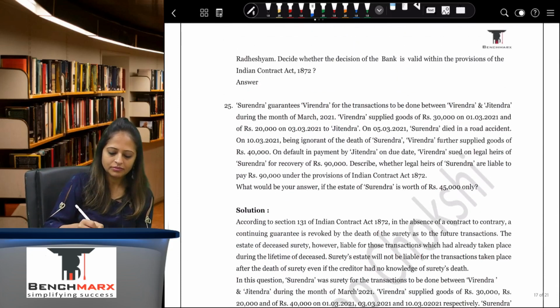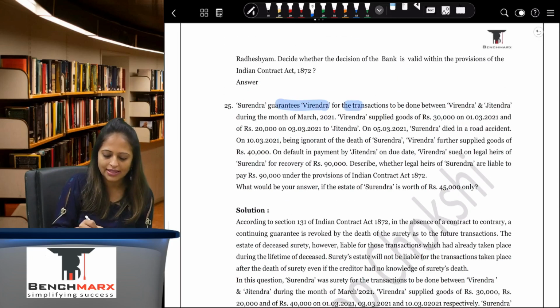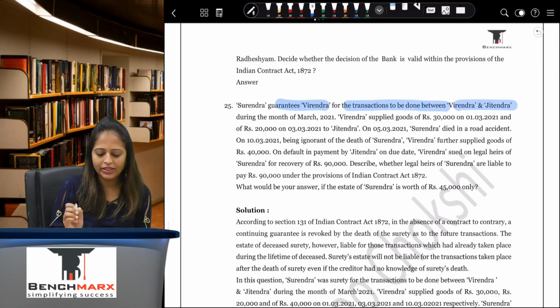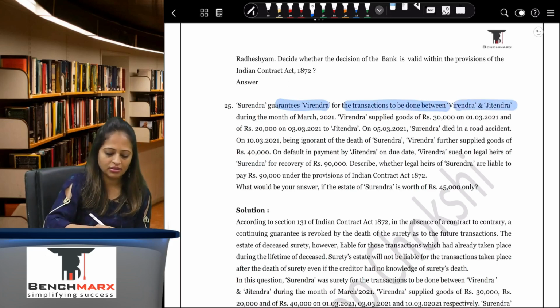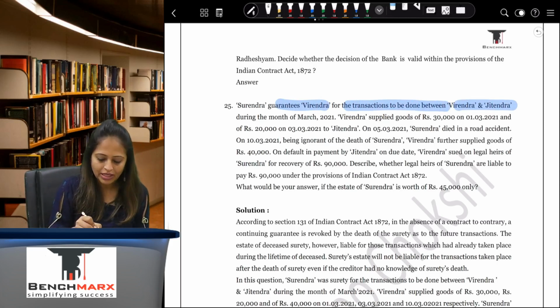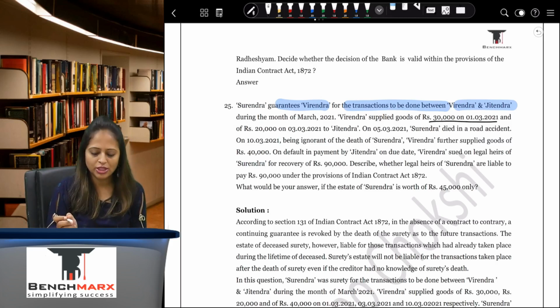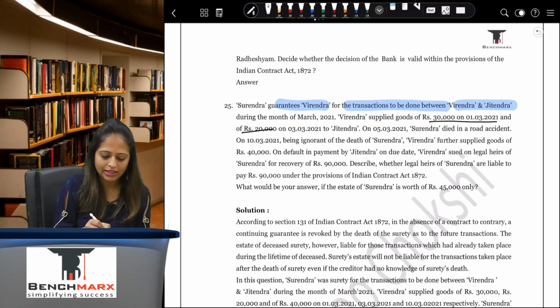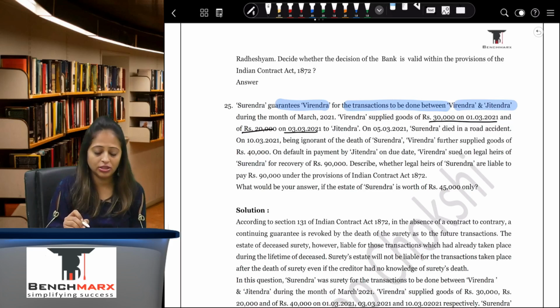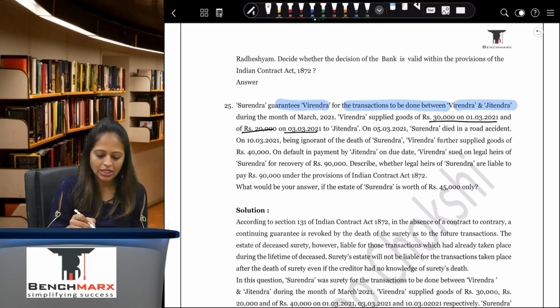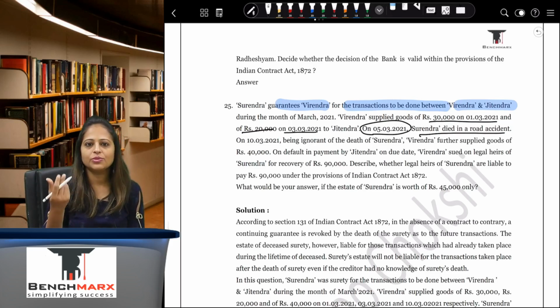Surendra guarantees Virendra for the transaction to be done between Virendra and Jitendra. So again there is a contract of guarantee during the month of March 2021. Virendra supplied goods of rupees 30,000 on 1st of March 2021 and rupees 20,000 on 3rd of March 2021 to Jitendra. On 5th March, Surendra died in a road accident. So the person who is giving the guarantee has died.